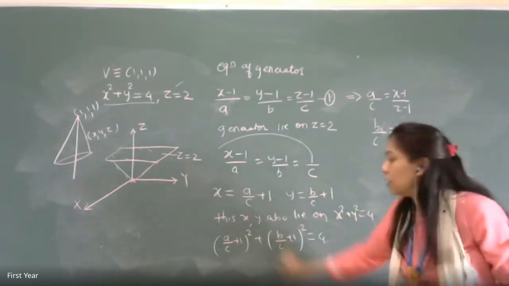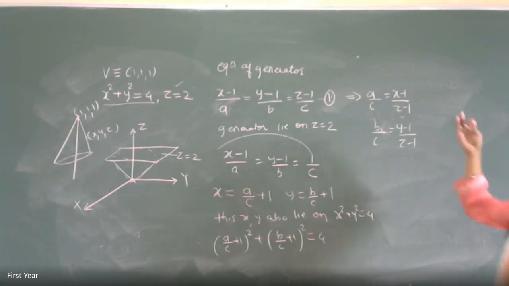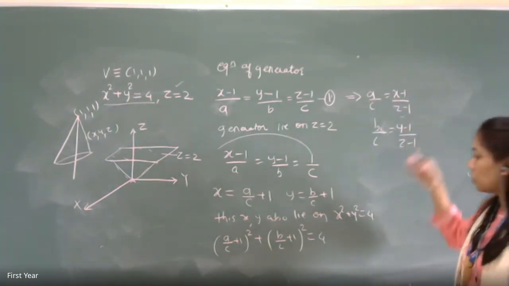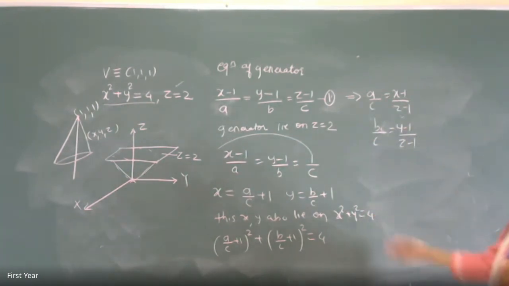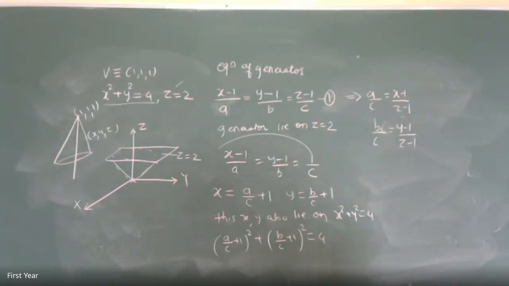So put that here, you get the equation in x, y, z, which is representing the cone which is passing through z is equal to 2, which is passing through the circle x square plus y square is equal to 4, and generated by this line. That will be the answer. Clear?